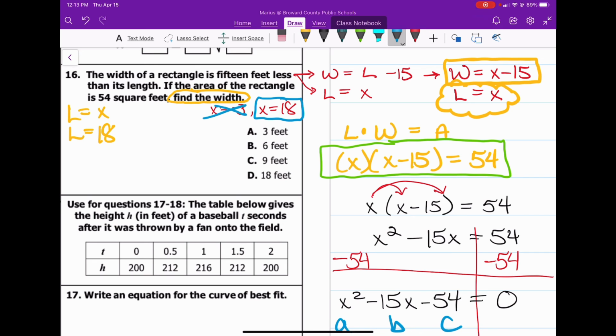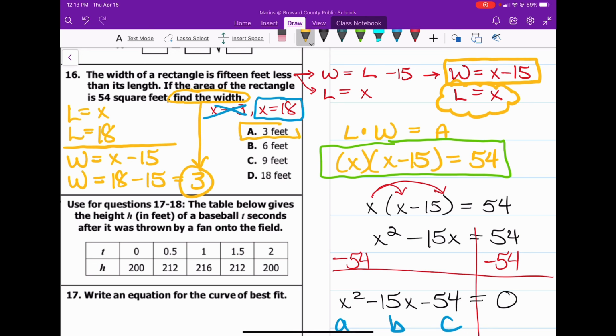All right. So getting back to what our length and our width is, since we're using the 18, the length was equal to x, and that means that the length is equal to 18. Now that we have that, let's go ahead and find the width. The width was equal to x minus 15. So the width is equal to 18 minus 15, which equals 3. So what is the width? The width is 3 feet.